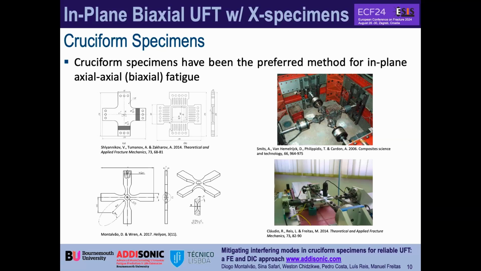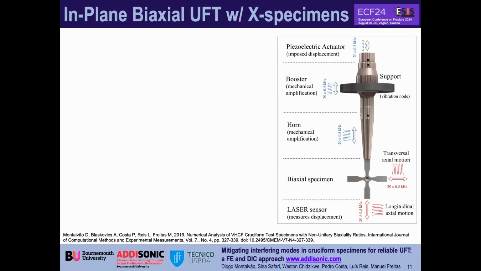As you know, the cruciform specimens have been the preferred method for in-plane biaxial fatigue, as demonstrated here by other authors using this type of specimen. So, keeping in mind the resonance principles, we use them in our equipment to perform this type of test in very high cycle fatigue.